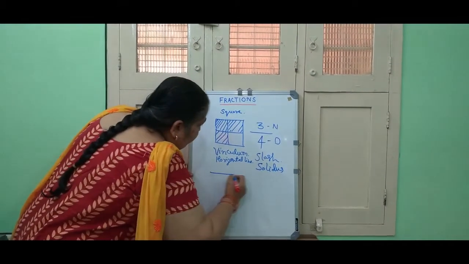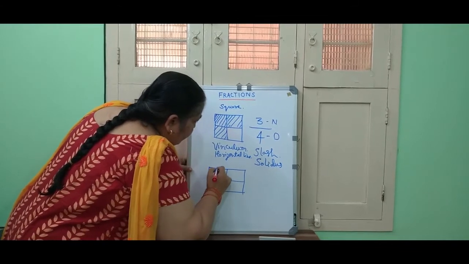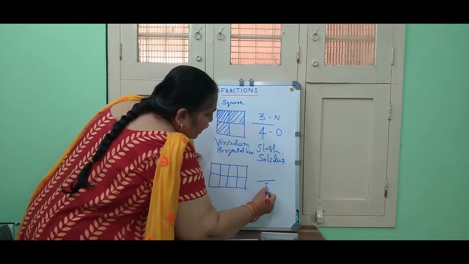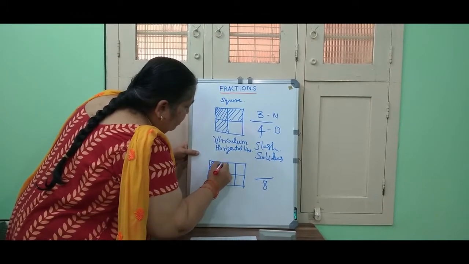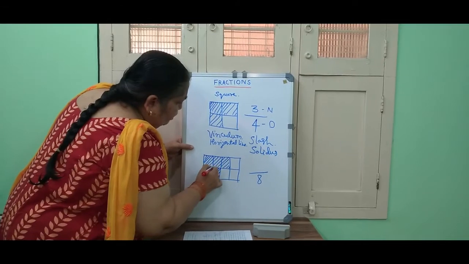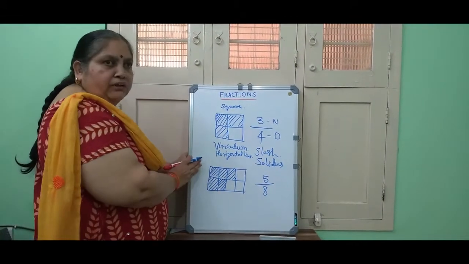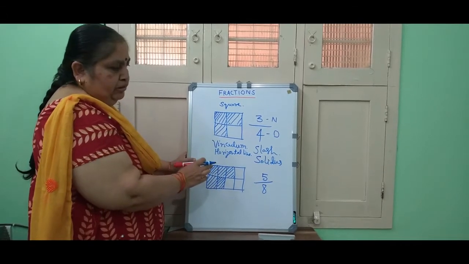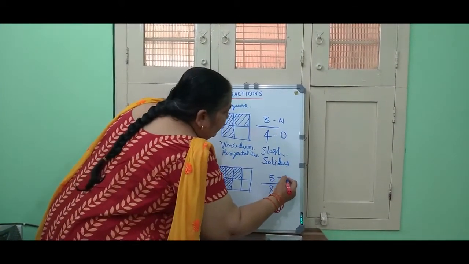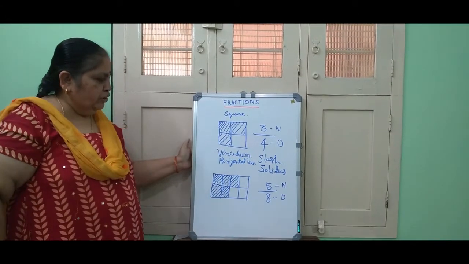So now I will take a rectangle. I will show you a rectangle and let us divide this rectangle into, say, 8 parts. We are dividing this into 8 parts, and here I am going to shade 5 parts out of it. So this is represented as 5 by 8. We have taken 5 parts from the 8 parts. We read it as 5 by 8, where 5 is the numerator and 8 is the denominator. So this is how we can give the introduction to fractions.